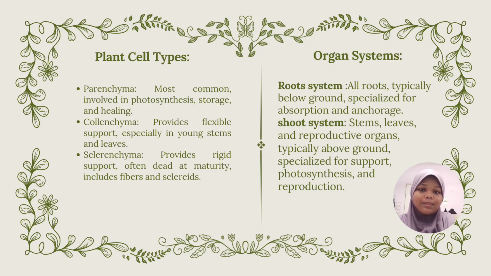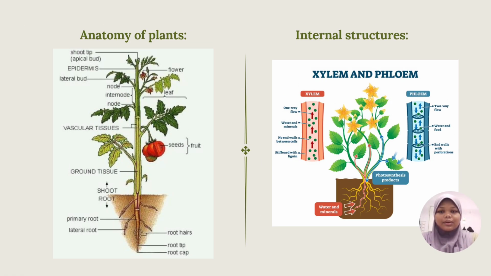The next part is organ system. Organ system is divided into two, which are root system and shoot system. The root system is all roots, typically below ground, for absorption and anchorage. The shoot system is stem, leaf, and reproduction organ above ground, for support, photosynthesis, and reproduction. Here I also include anatomy of plant features and internal structure.